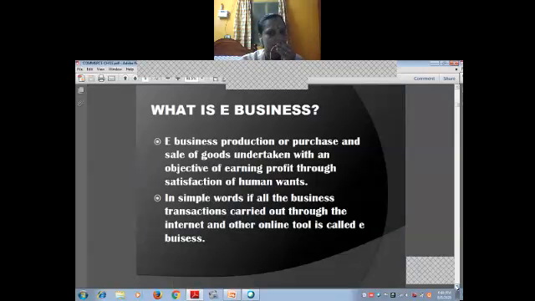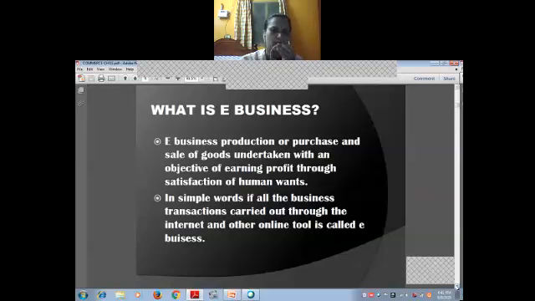Okay, what is e-business? E-business is production or purchase and sale of goods undertaken with an objective of earning profit through satisfaction of human needs. So e-business also, they will purchase the goods, they will sell the goods, and then what is the main objective? They want to earn more profit, and then they should satisfy the human wants, isn't it?